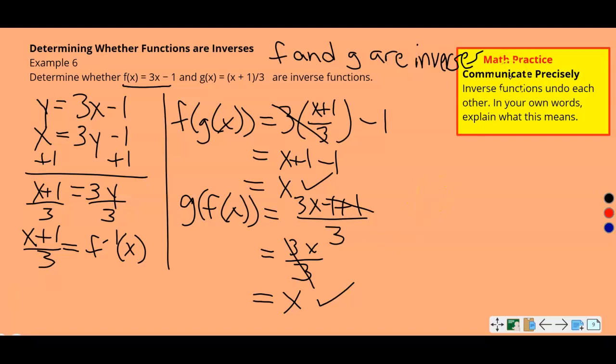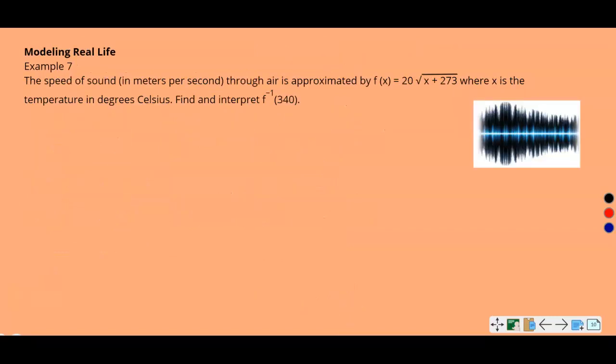All right, math practice: communicate precisely. Inverse functions undo each other. In other words, in your own words, explain that meaning. You've heard me talk about it. It's probably good to sit down and write that out in your own words so that you can understand it well.